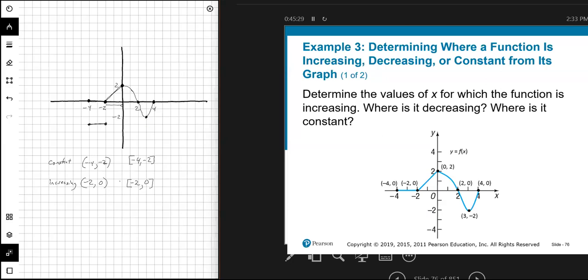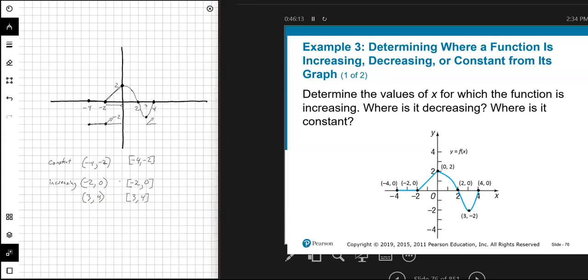And then another interval where it's increasing is from 3 to 4. From 3 to 4, the y values are going up, just like from -2 to 0, the y values were going up. So they would say, I would say 2 to 4, I mean 2 to 3, sorry. No, 3 to 4, sorry. 3 to 4, it's also increasing, but they would use the brackets again, 3, 4.